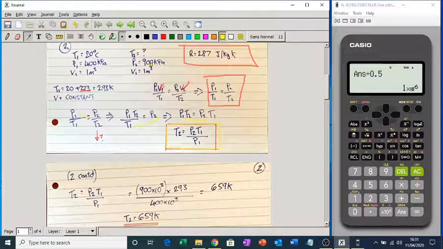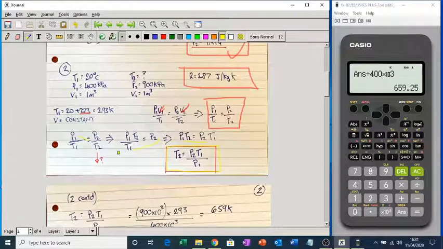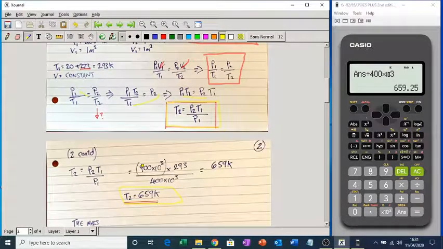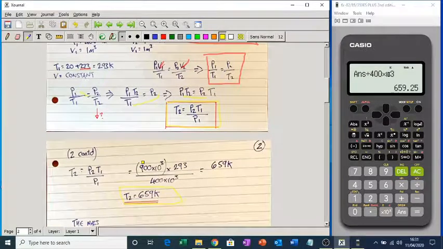So I know P2, it's 900 kilo, I know T1, it's 293, and I know P1 is 400 kilo. So when you calculate, 900 times 293 equals that, divided by 400. 659 and a bit. So the temperature has gone from 293 to 659. So it's gone up in temperature. So it's gone down in pressure, but up in temperature.